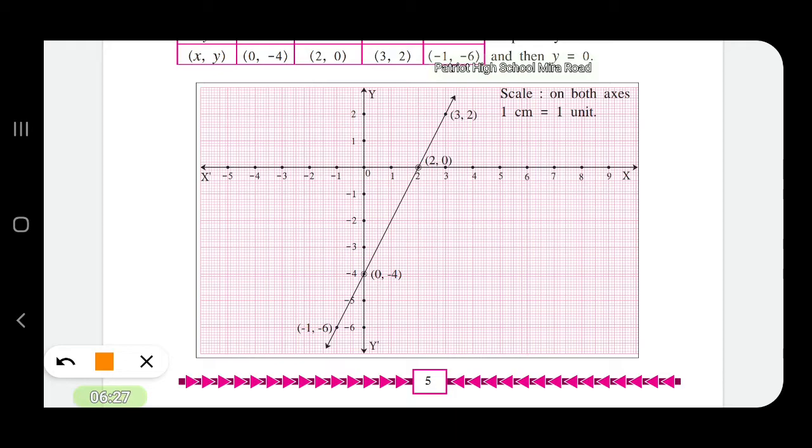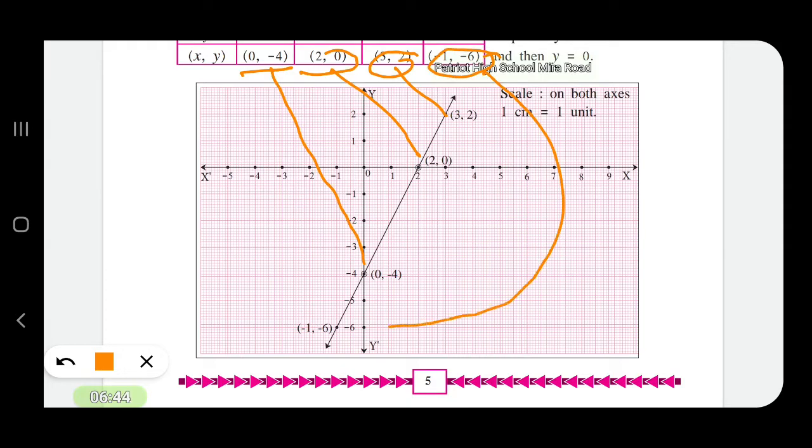So the first ordered pair, 0 and minus 4, is here, the second ordered pair, 2 and 0, here, the third ordered pair, 3 and 2, will be here, and the fourth ordered pair, minus 1, minus 6, is here. Joining all these points, we get a straight line. So this is the straight line graph which we obtain.